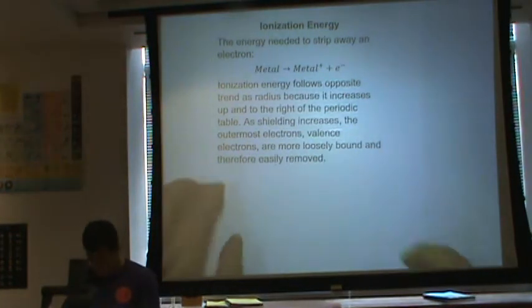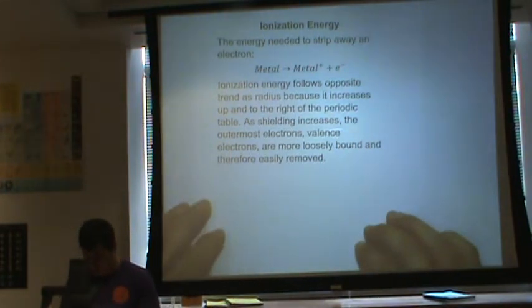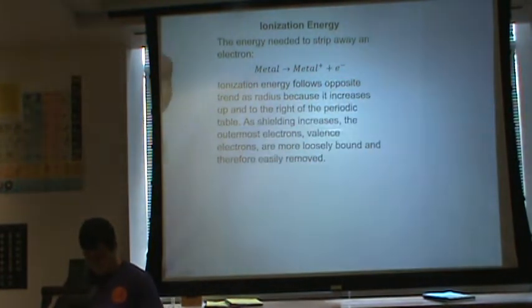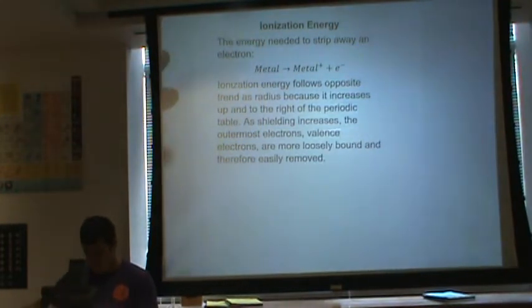As shielding increases, the outermost electrons, the valence electrons, are more loosely bound and therefore easily removed. Remember, as the atom billows up in size, the valence electrons are further away from the nucleus, therefore they're easier to pluck off.